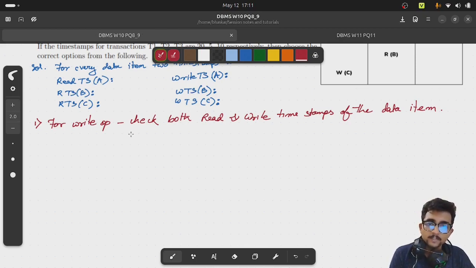So what I mean is that the transaction which is requesting to write on that particular data item is a newer transaction, a younger transaction with a much bigger timestamp value than those transactions which have already read and written the data item A, the data item under consideration, right? So that is the rule.